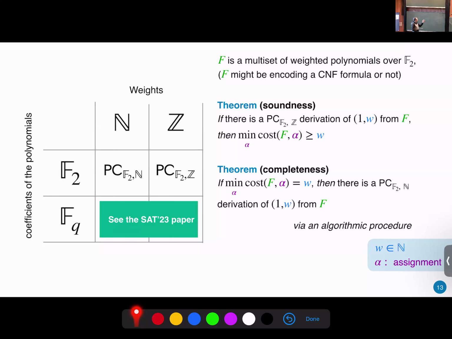The soundness: if we have a derivation in this system, where we derive one with some weight W, then the minimum cost is at least W. And vice versa. If the minimum cost is exactly W, then there is a derivation in this system where we only use positive weights. Actually, the first rule is even in a weaker form and is still complete. So there is a derivation in the system of the polynomial 1 with weight W.